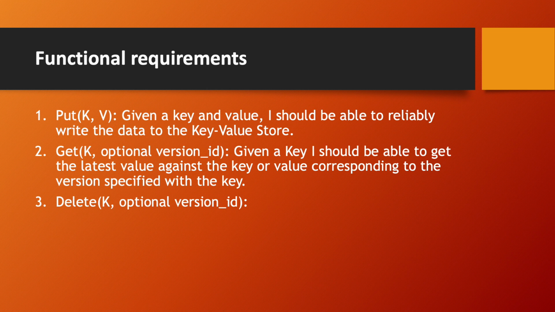So typically there'll be some core functional requirements. From the API perspective, we are going to have a put, get, and delete. Put means given a key and value, I should be able to reliably write the data to key value store. Get, given a key, I should be able to get the latest value against the key or corresponding to the version specified with the key. And delete, I should be able to delete a specific key, and given a version ID, I should be able to delete that specific version.